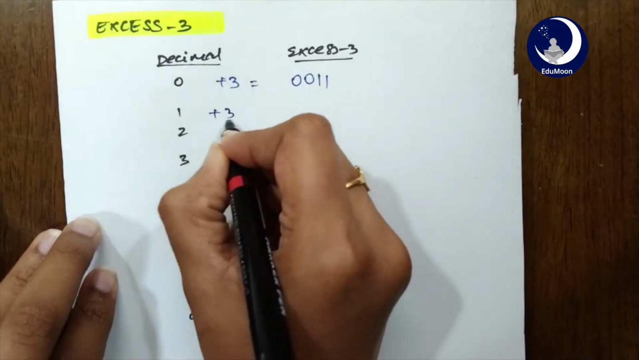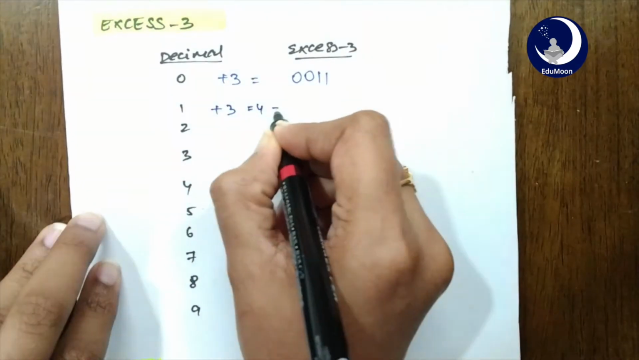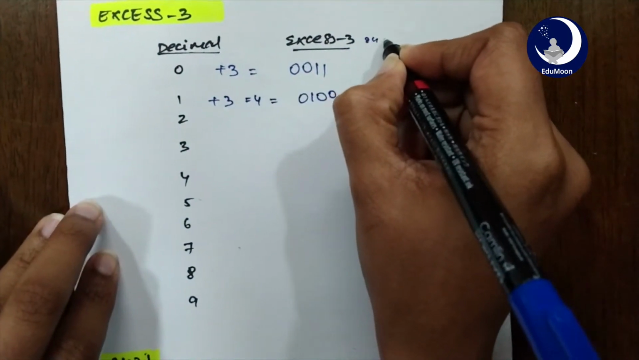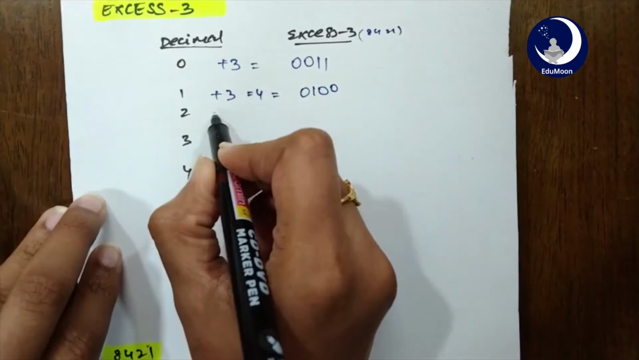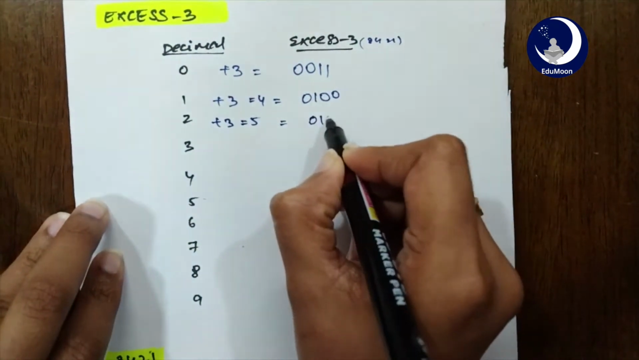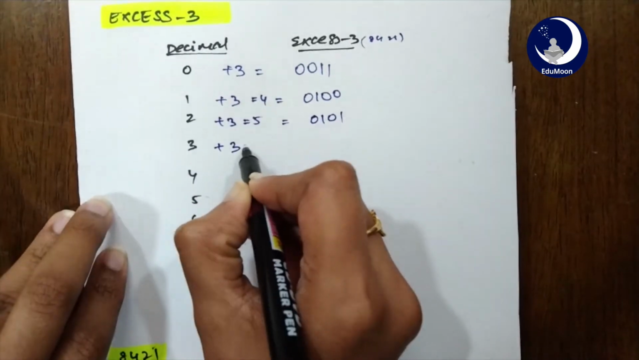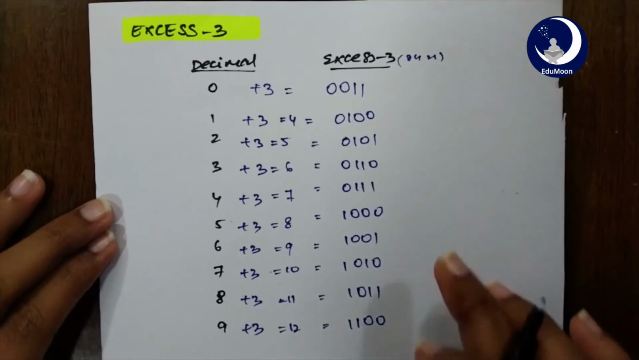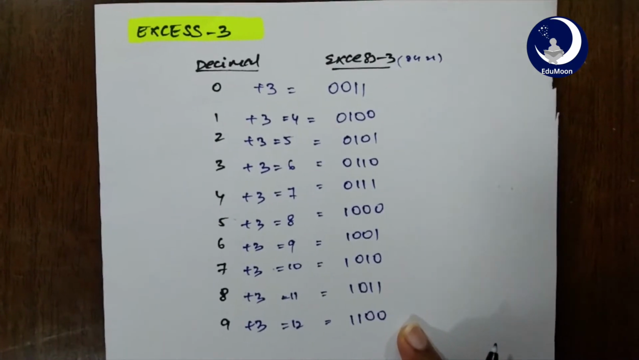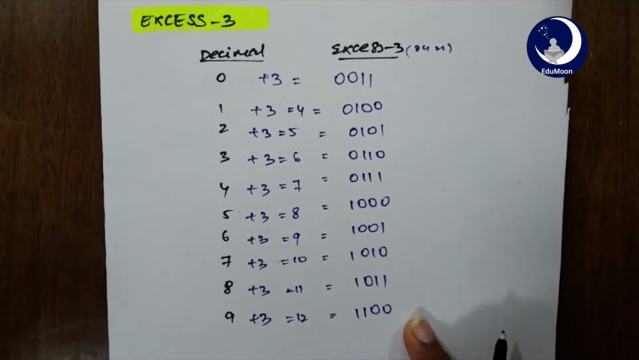Similarly, 1 plus 3 equals 4, right? So, what will be the binary code for this one? 0 1 0 0, if you just consider 8421 to be like this. Fine. Now again 2 plus 3 equals 5. So, the binary code for this one will be 0 1 0 1. Similarly, we will be writing for all of them. So in this way we filled all these values. For any given decimal value, you just add 3 to that and then find its binary code.